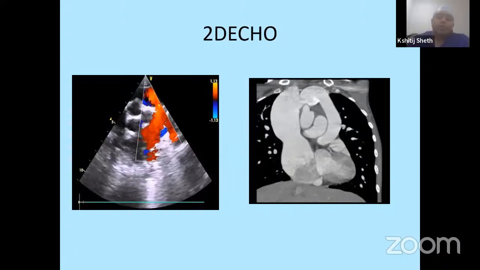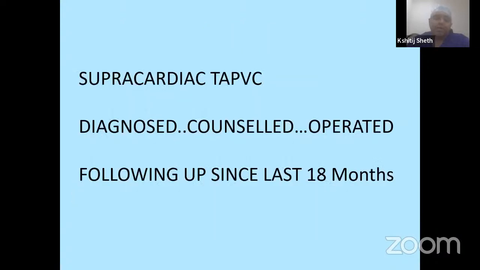Now what to do? How are the outcomes of these complex heart diseases in pediatrics? The child was diagnosed as supracardiac TAPVC, counseled and then operated. He is now 1.5 years old and still following up without any problem. Supracardiac TAPVC is a condition which is completely curable. Once these kids are operated, they have a normal quality and longevity of life.